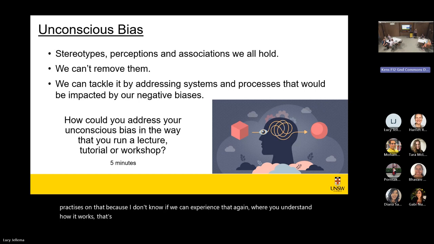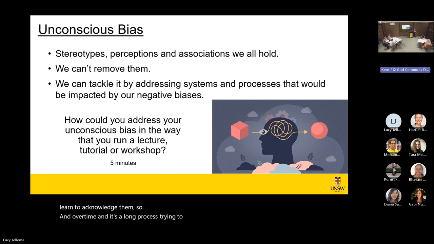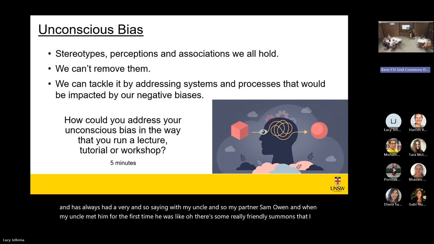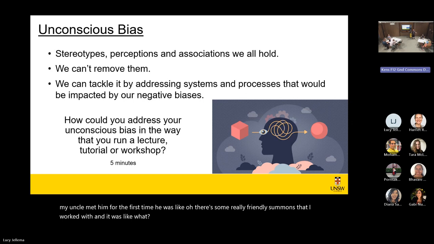That's an amazing point. So one of the things with unconscious biases is you can learn to acknowledge them. Over time, and it's a long process, you try to work out what your unconscious biases are. For example, my mum is almost 70, and she grew up on the Northern Beaches, and same with my uncle. My partner's Samoan, and when my uncle met him for the first time, he said, oh, there's some really friendly Samoans that I work with. And it was like, what? You don't even need to talk about his background. Just talk to him like a regular person.